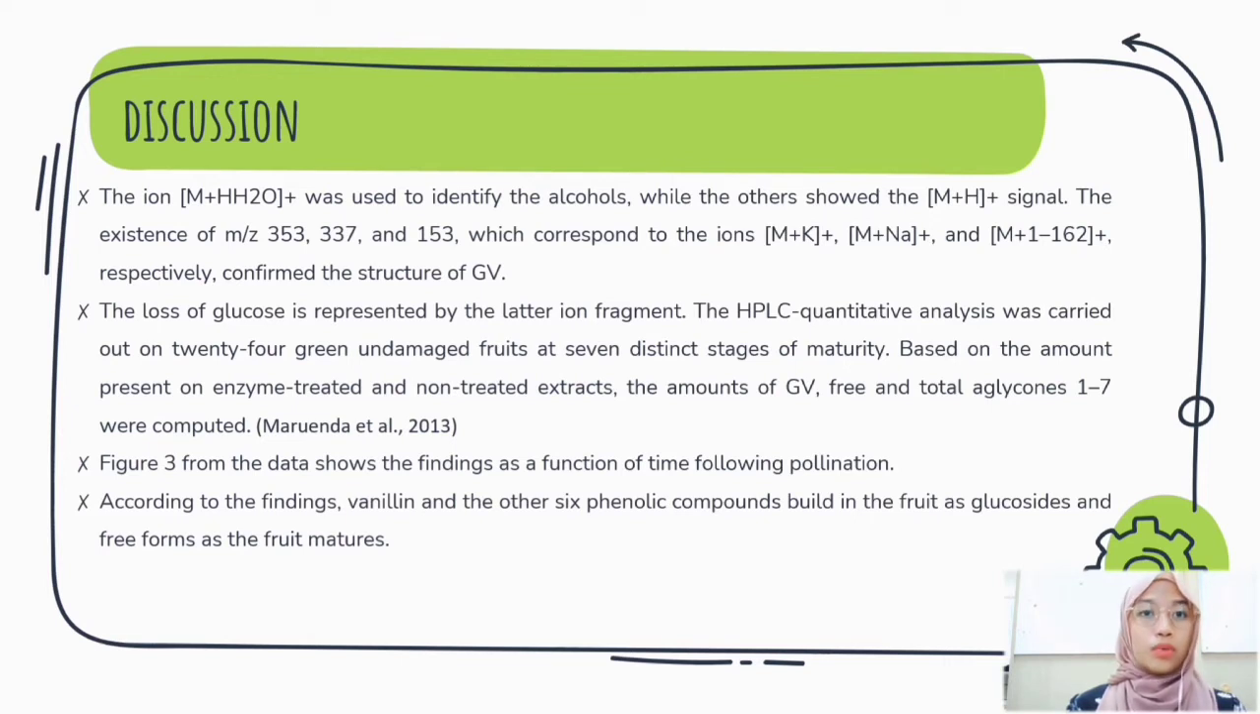The loss of glucose is represented by the later ion fragments, where the HPLC quantitative analysis was carried out on the 24 grains and then put at 7 distinct stages of maturity. Based on the amount present in enzyme treated and non-treated extract, the amounts of GB, free and total, by kilograms 1 to 7 were computed. From the observation of figure 3, it showed the findings as functions of time following pollination. Moreover, according to the findings, vanillin and the other 6 phenolic compounds build up in the fruits as glucosides and free forms as the fruit matures.